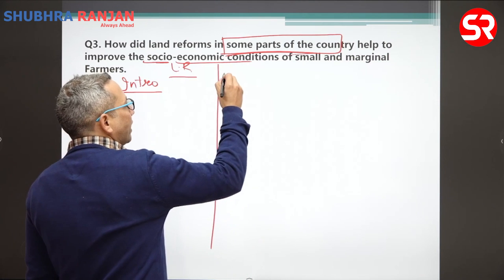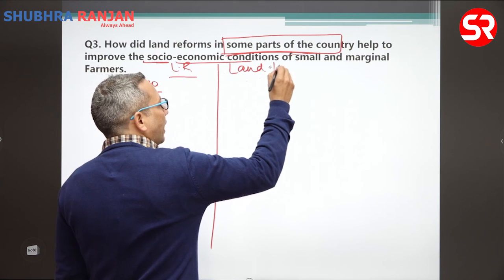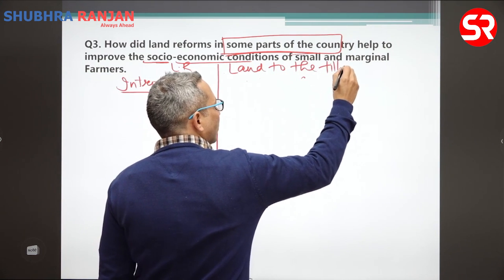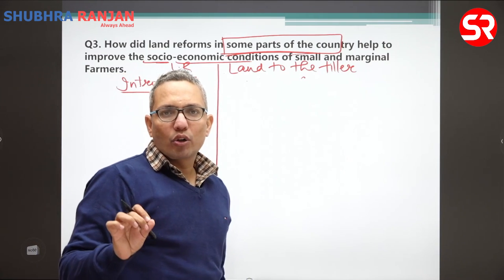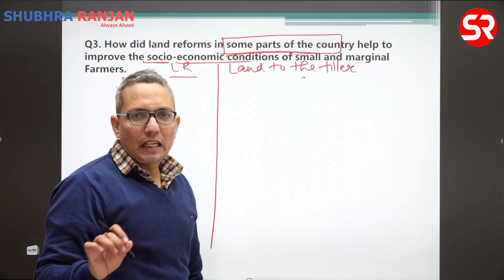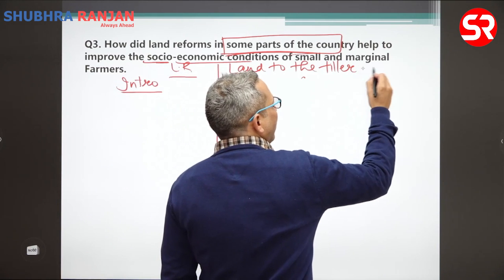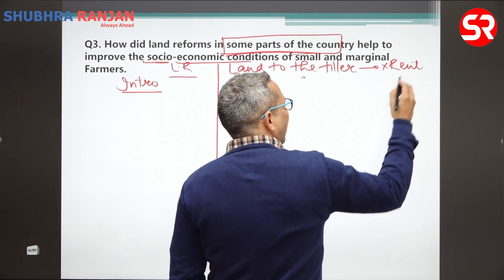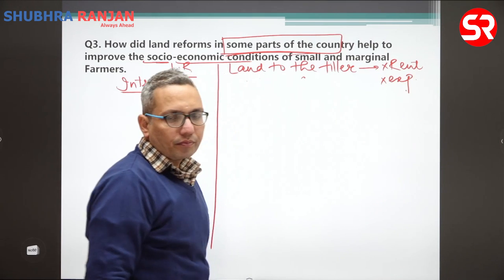First is that land reforms gave the land to the tiller. As the land was given to the tiller, it means the one who was cultivating the land was made the owner. Therefore, the tiller now didn't have to pay any rent, and his exploitation also stopped.